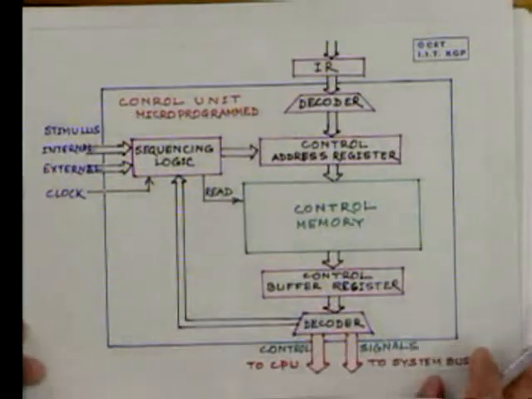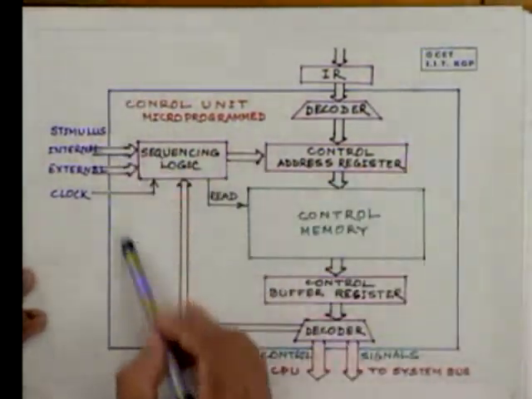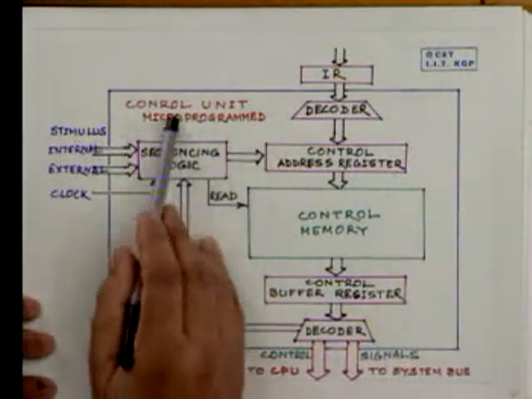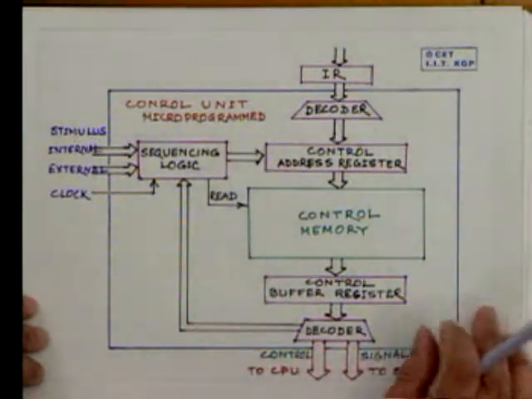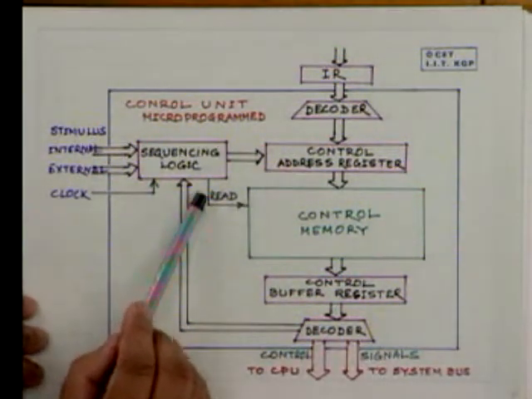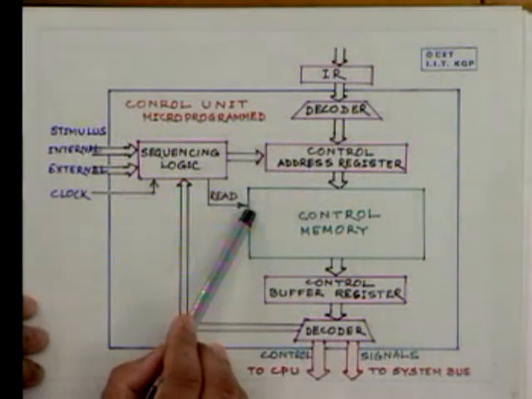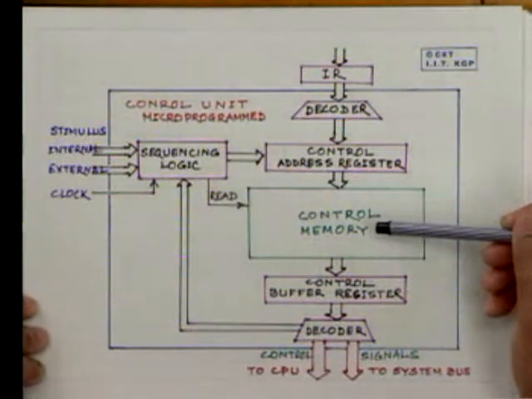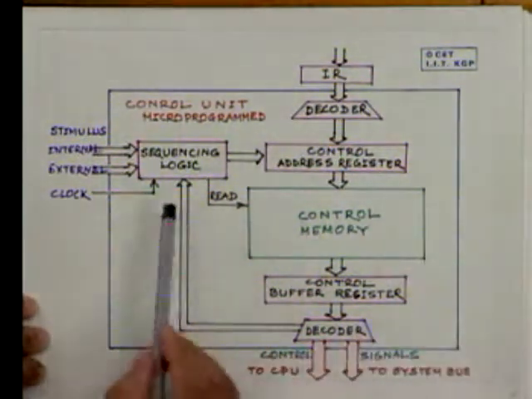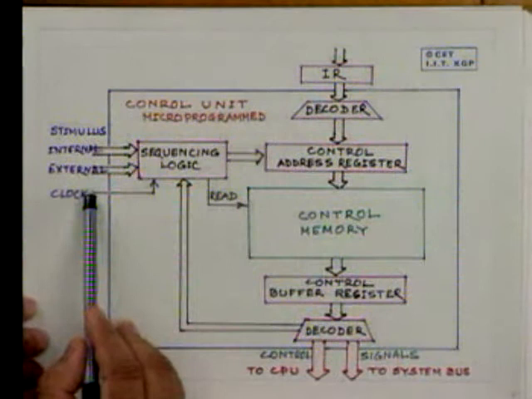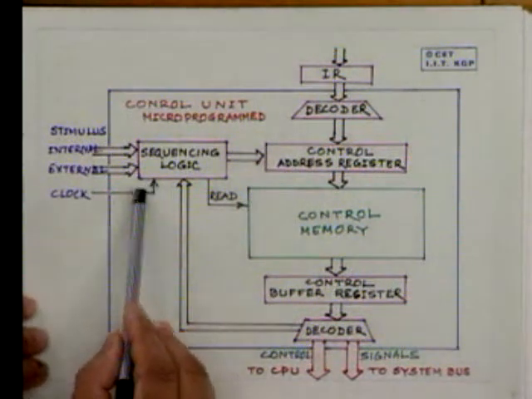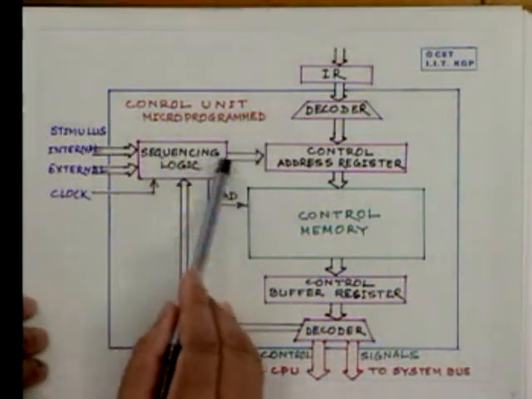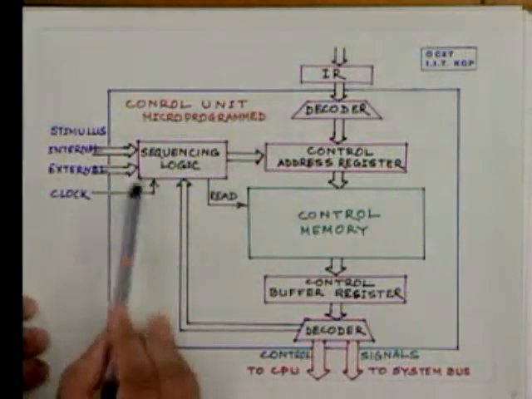This, therefore, you see, is the general structure of a microprogram control unit. The sequencing logic also gives a signal to read the content of the control memory, and an input to the sequencing logic will naturally be the clock. All the operations will be synchronized with the clock signal.